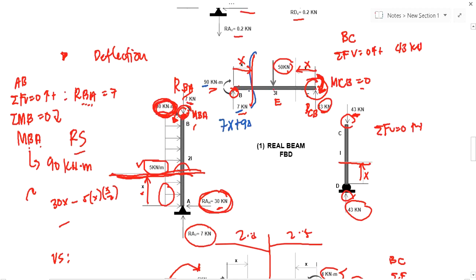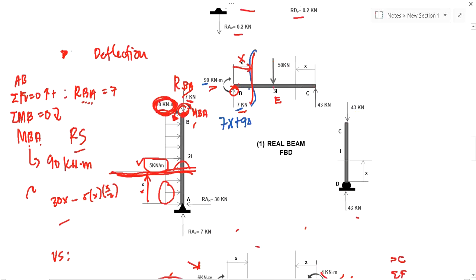And pagkapunta natin dito sa segment CE naman tayo, tapos nag-cut tayo dito, magmo-moment tayo dito, ano yan? That is, ang assumption natin counterclockwise is positive, right? Kaya pag nag-moment tayo dito, ang i-moment lang natin yung 43. So that is 43x for CE.